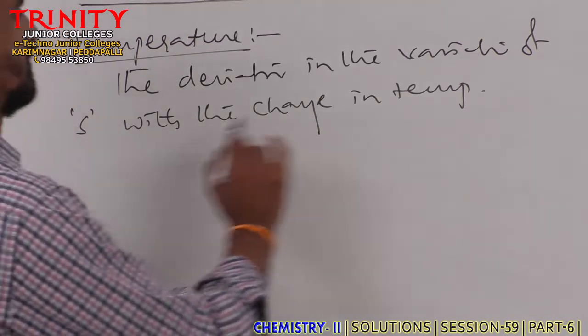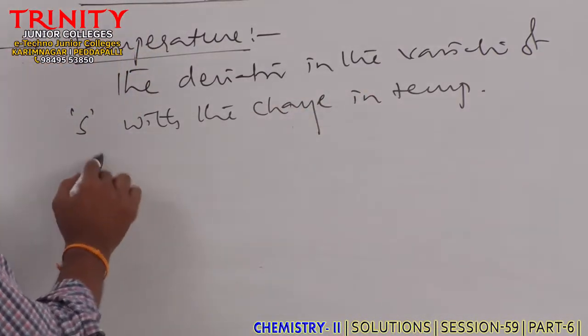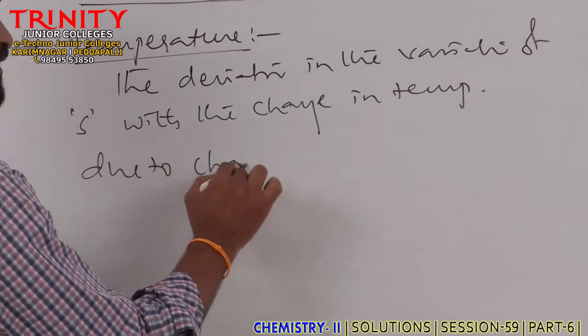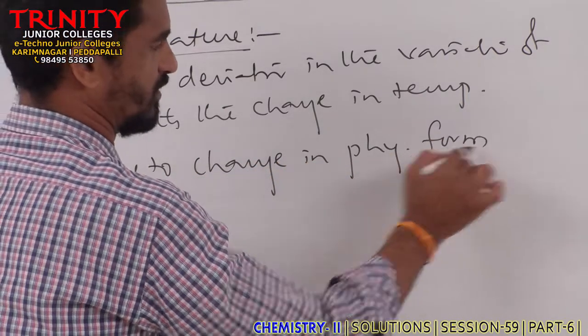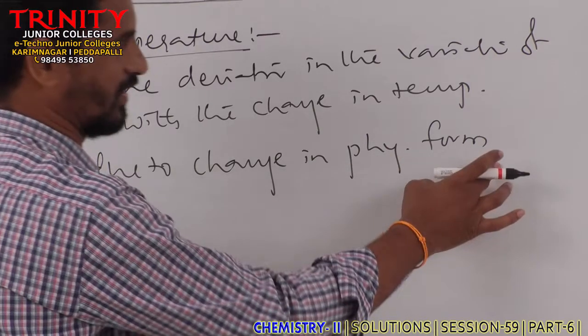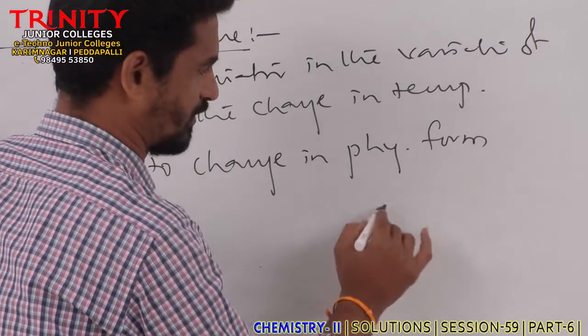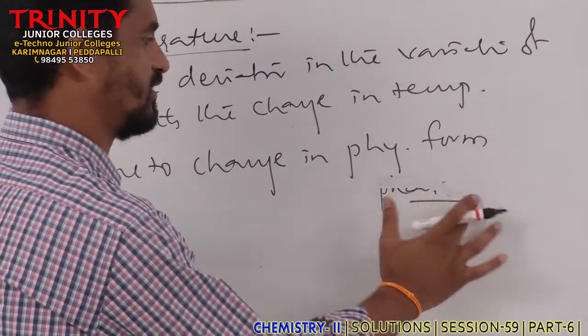That is a change in temperature. With the change in temperature, why is it showing deviation? This is due to change in physical form, or due to the transition of one physical form to another physical form. So change in physical form, or change in phase, you can say.